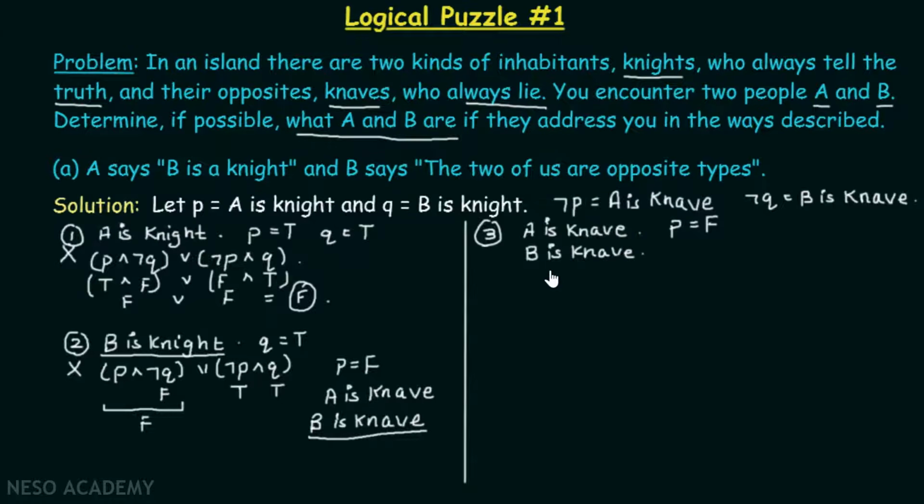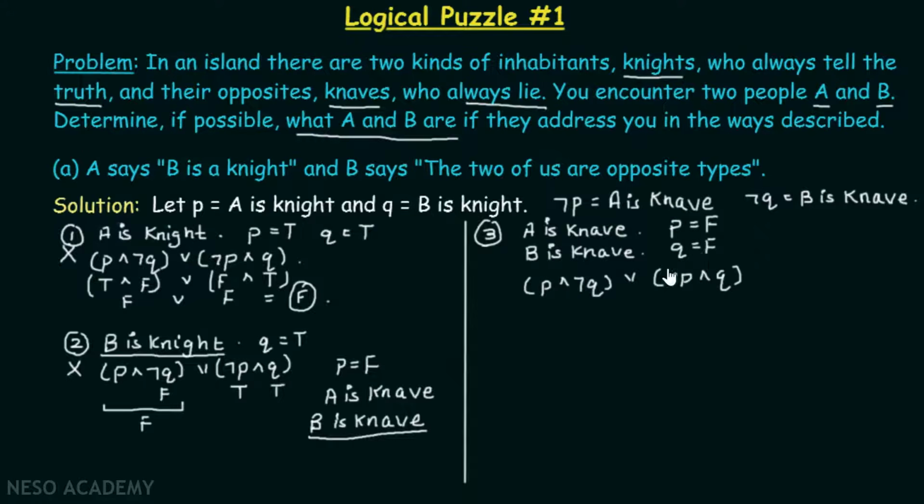right? Now if B is knave, this simply means that Q is also false. Now whatever B says is false. That is, "the two of us are opposite types" needs to be false. Therefore, P and not Q, or not P and Q, this compound proposition has to be false, in order to conclude that A is knave and B is knave, right?